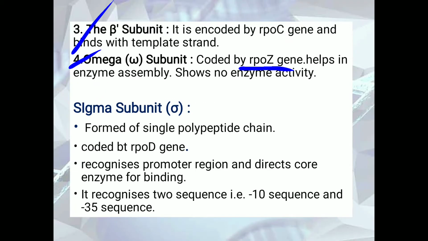The beta prime subunit is also a catalytic unit similar to the beta subunit. We have already discussed omega, that it helps in enzyme assembly and shows no enzyme activity. Now the sigma subunit. It is formed by a single polypeptide chain and coded by the rpoD gene. It has the major role of recognizing the promoter region. After recognition, the core enzyme binds with the DNA strand. There are two sequences, the -10 sequence and the -35 sequence. The sigma subunit recognizes them. The -10 sequence is called the Pribnow box.